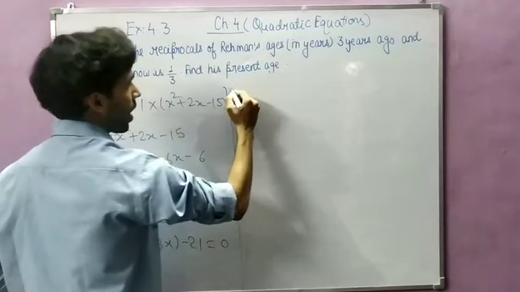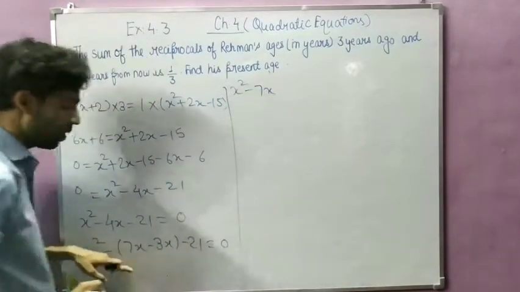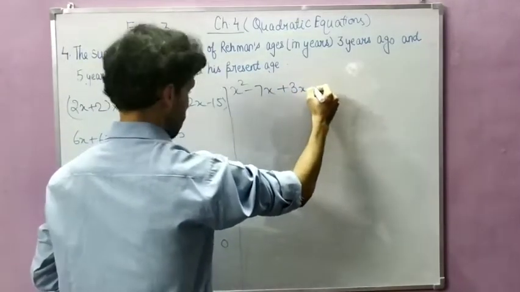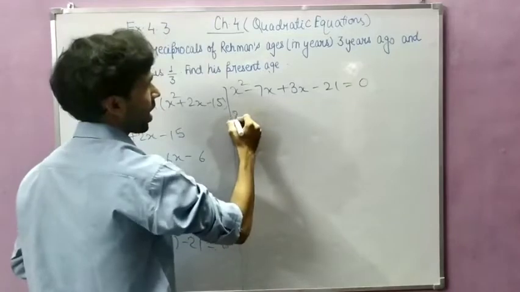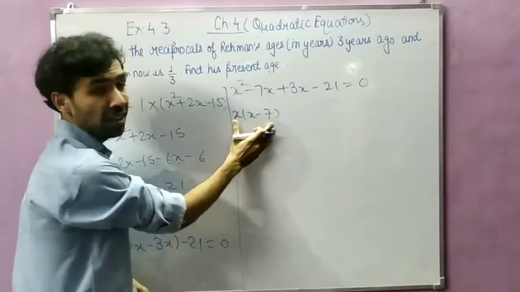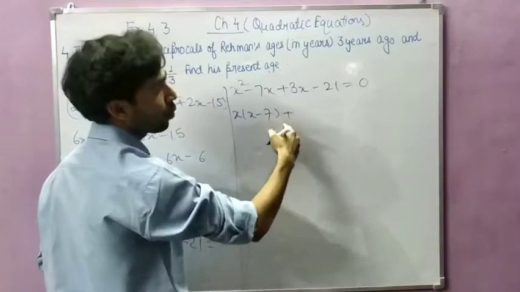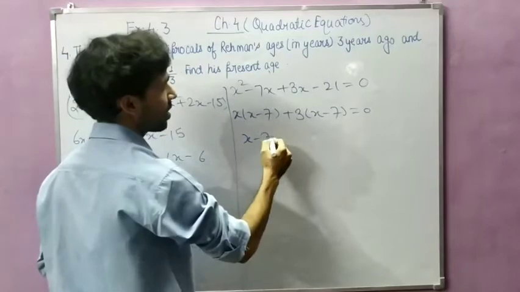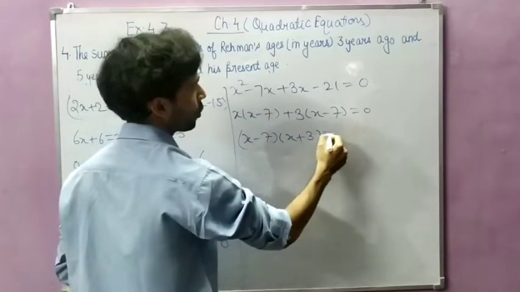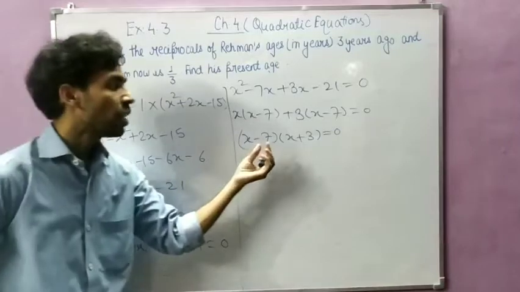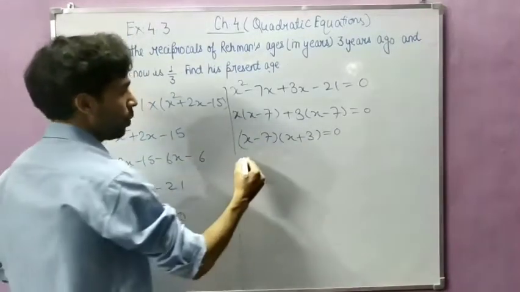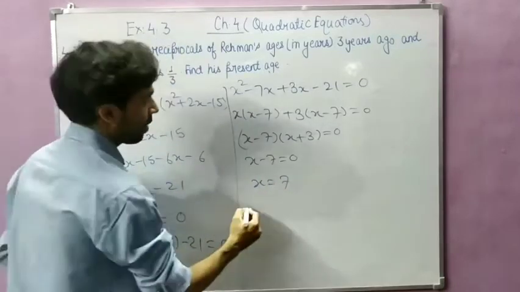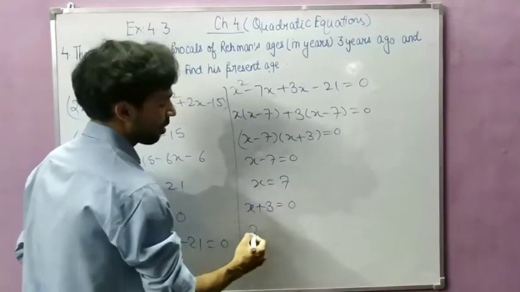Now see, x square minus 7x plus 3x minus 21 equal to 0. So between these two x will come common, and between these two plus 3 will be common. So here will be x minus 7 and x plus 3 equal to 0. Now one by one we will equate these two factors equal to 0. So when x minus 7 equal to 0, x equal to 7, this is the first value, and when x plus 3 equal to 0, x will be minus 3.